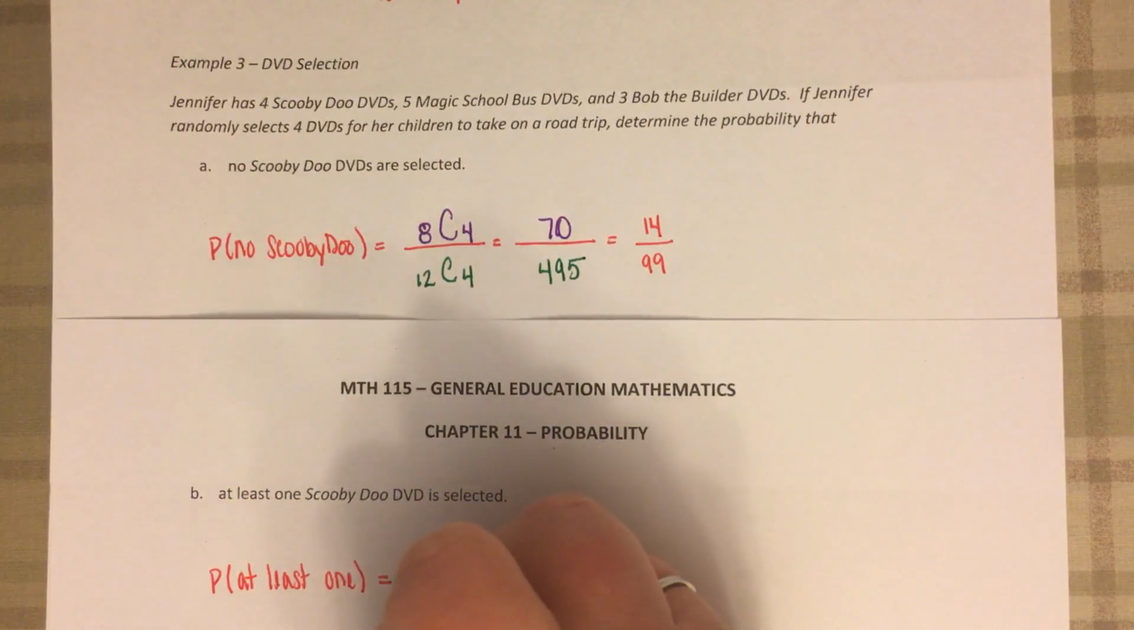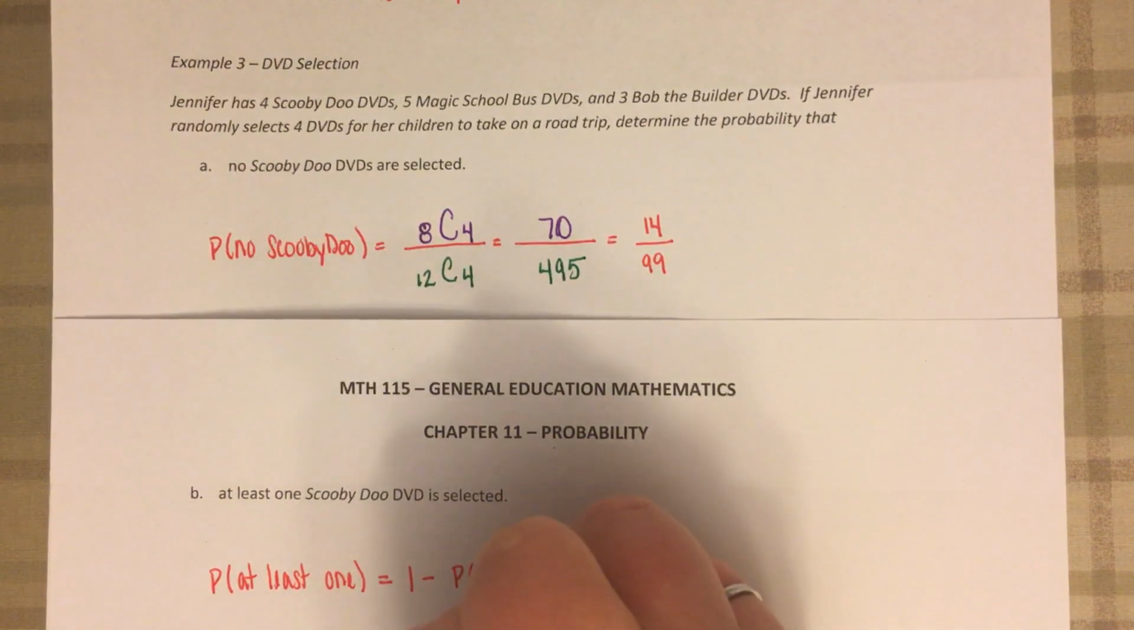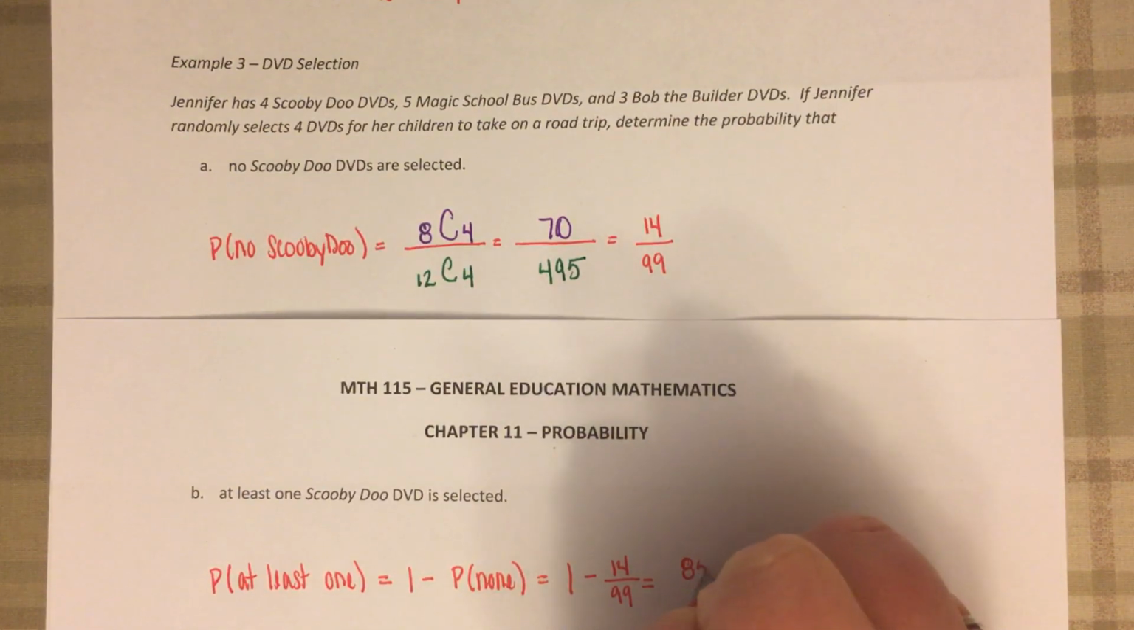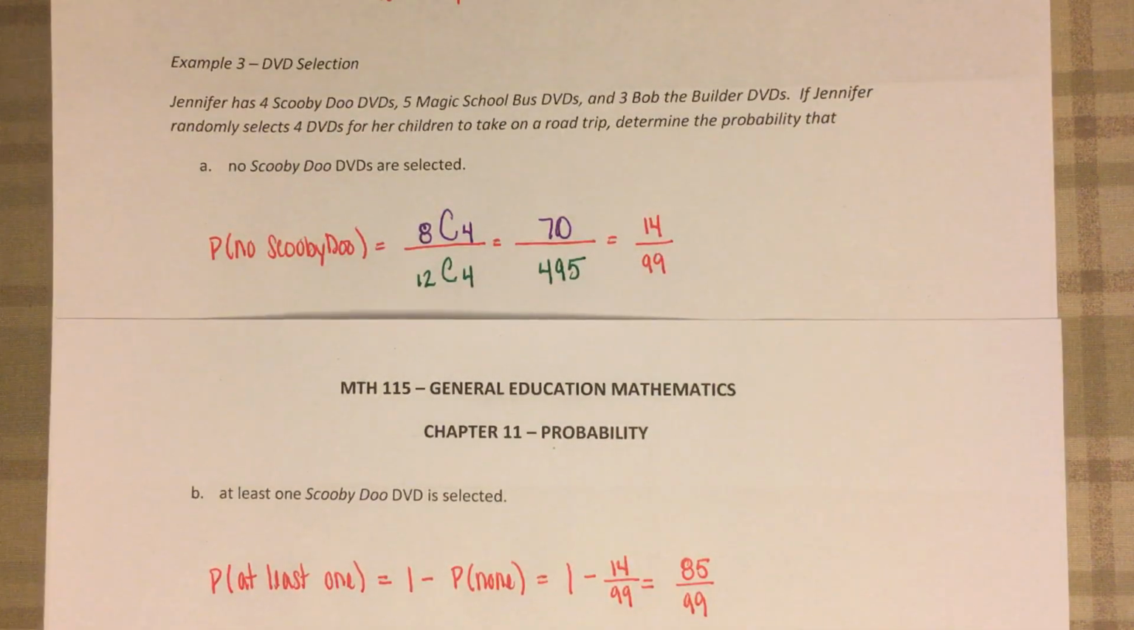So we're going to take 1 minus our probability of none. So that means we're going to take 1 minus 14 over 99, which is then going to give us 85 out of 99 for our probability for that one. So as we're going through and thinking about these, our probability of none and our probability of at least one are complements. So anytime that you see probability of at least one in your homework, if you've already found your probability for none, then you can use that previous answer.